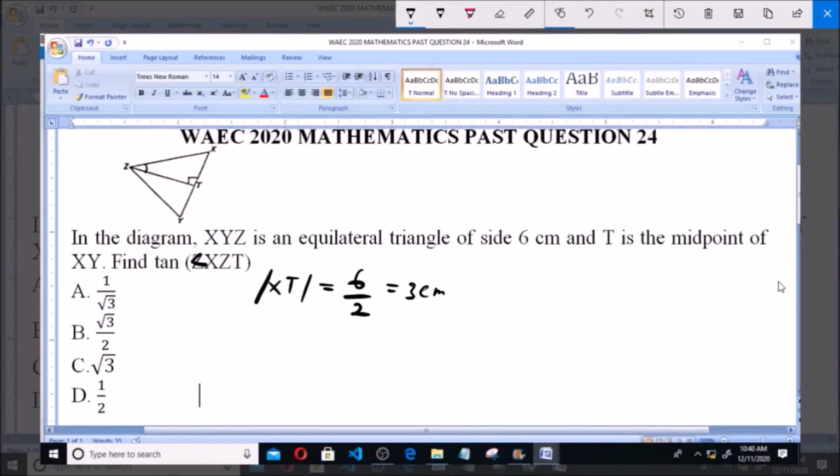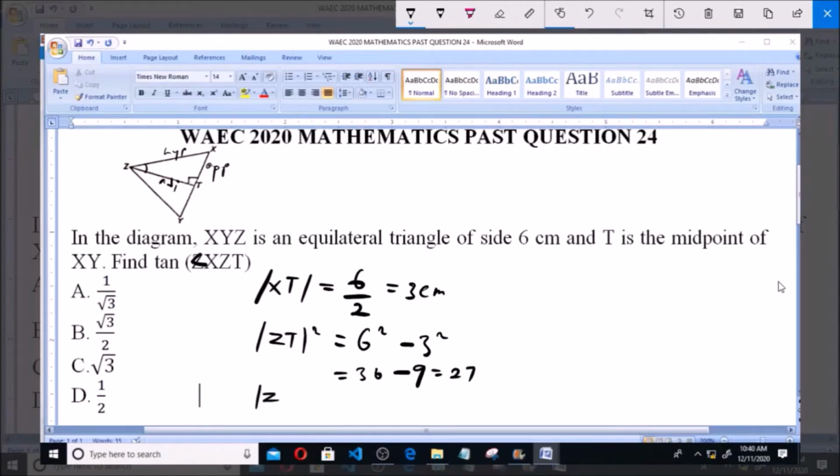Now to find ZT, that is this line that divided the equilateral triangle into 2, using Pythagoras theorem. So line ZT square is equals to 6 square, which is the hypotenuse, minus 3 square, which is the opposite of the angle. Since this line ZT is the adjacent side of this angle, so this is the hypotenuse, this is the opposite side of the angle, and this is the adjacent side of the angle. So line ZT square will be equals to 36 minus 9, and that is equals to 27.